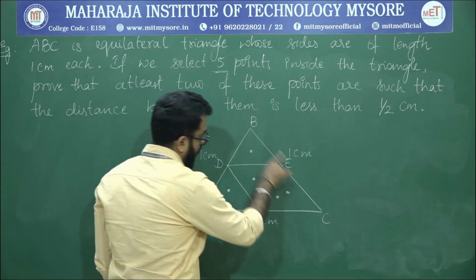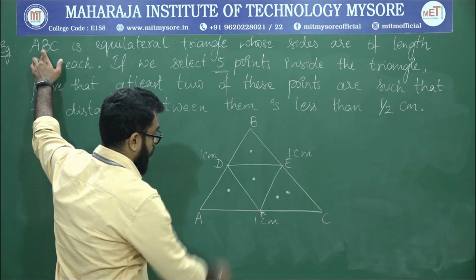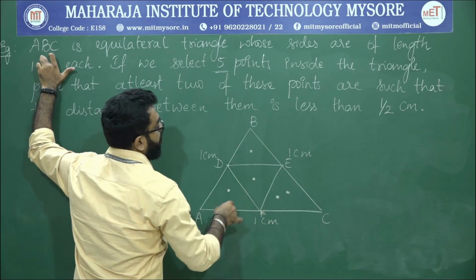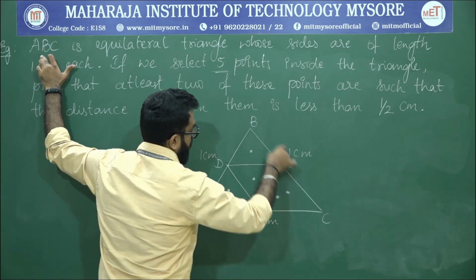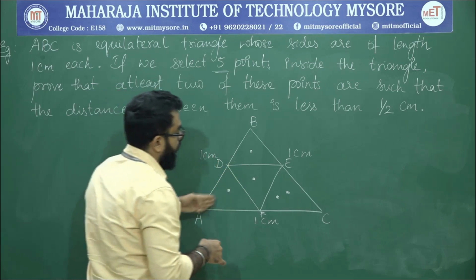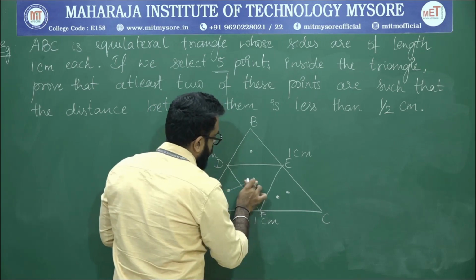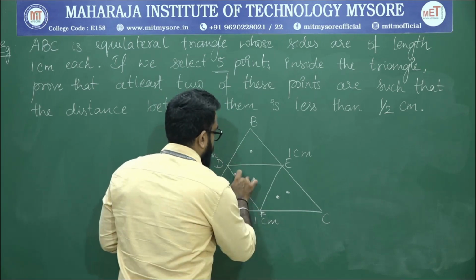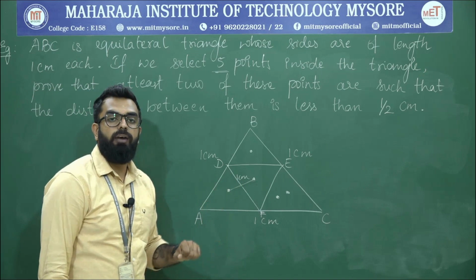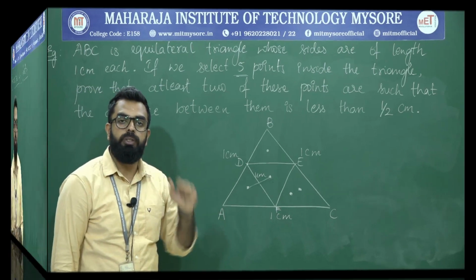Now I have selected 5 random points within the given triangle ABC, correct? All the 5 points are within the given triangle ABC, and since we know that the sides of these 4 small equilateral triangles are half a centimeter, if you select any 2 points within one of them, the distance between these 2 points will be less than or equal to half a centimeter. So hence it is proved with the help of the pigeonhole principle.